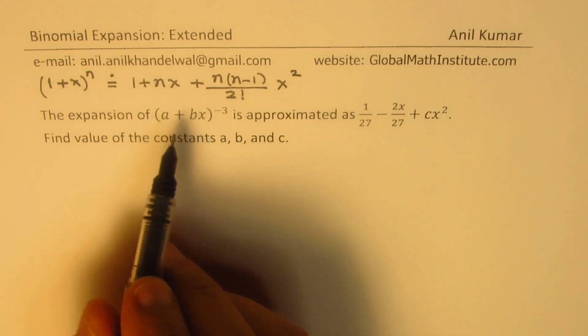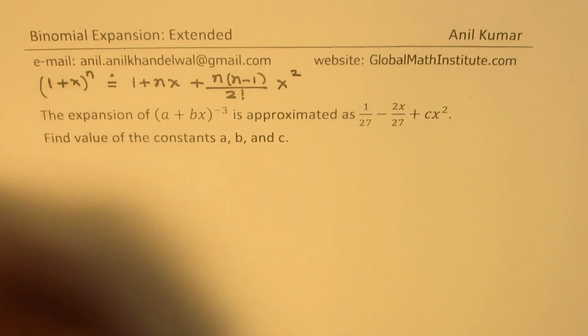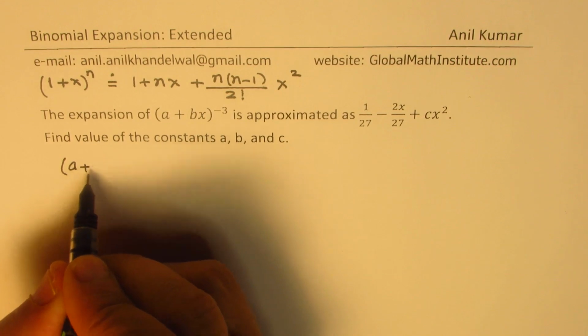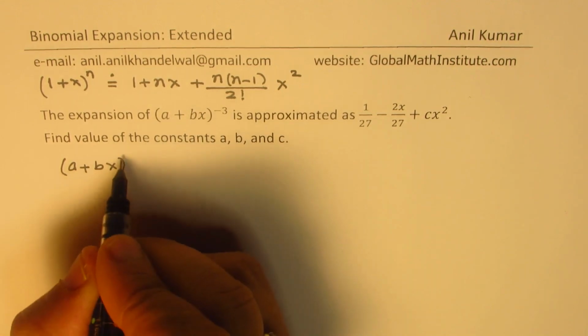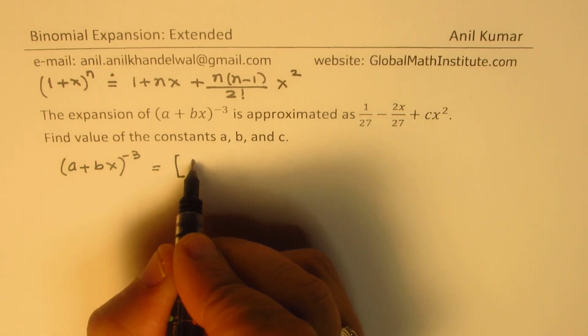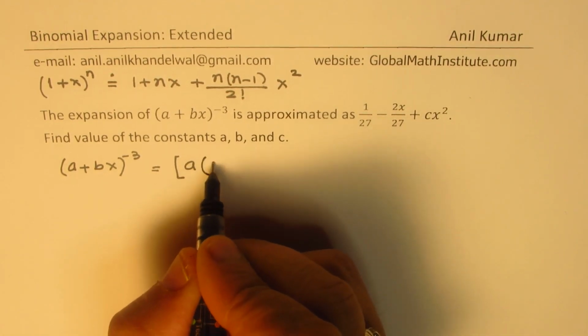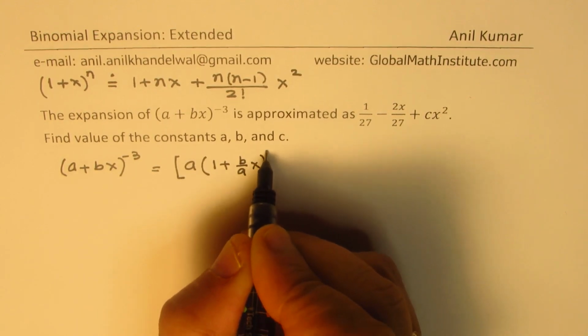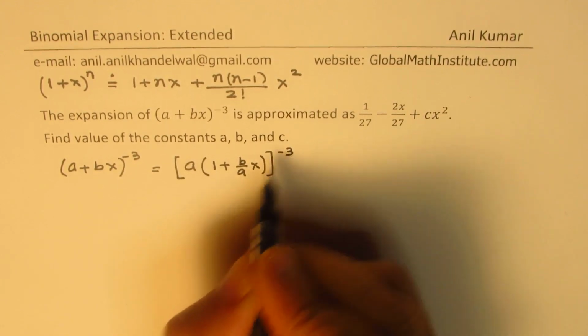So what we can do here is, first step is to write it in this form. So let me rewrite this. So we have (a plus bx) to the power of minus 3. We could take a common, right? So we get a, and then we get (1 plus b over a x), right? Everything to the power of minus 3.